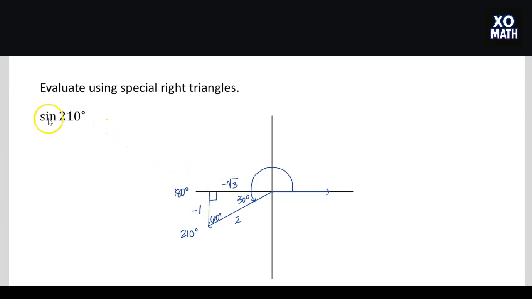Now I can go ahead and apply SOHCAHTOA and find sine of 210 degrees by using this reference triangle and recognizing that sine is opposite over hypotenuse. The opposite side is 1, the hypotenuse is 2. So sine of 210 degrees is negative 1 over 2.